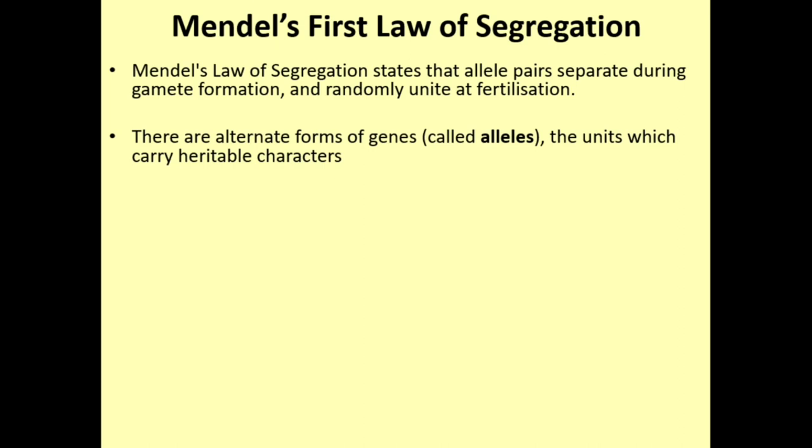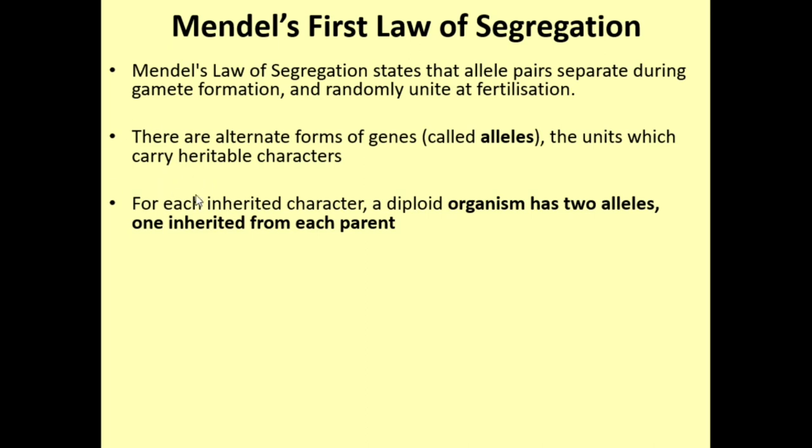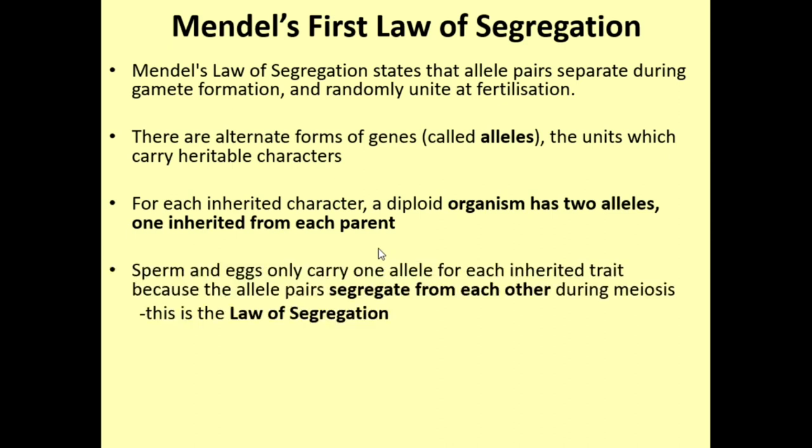So what Mendel's law of segregation is saying is that for each inherited character, a diploid organism has 2 alleles, one on each chromosome inherited from each parent. And then the sperm and egg will only carry 1 allele for each inherited trait, because the allele pairs segregate from each other during meiosis. Well, that's exactly what we looked at in the last session on meiosis. We know that our somatic cells are diploid. They have 2 sets of chromosomes.